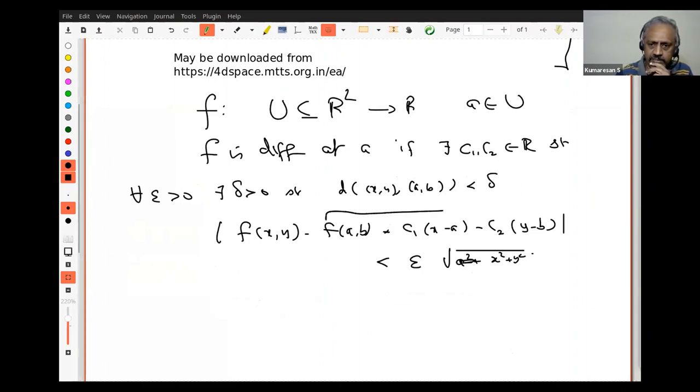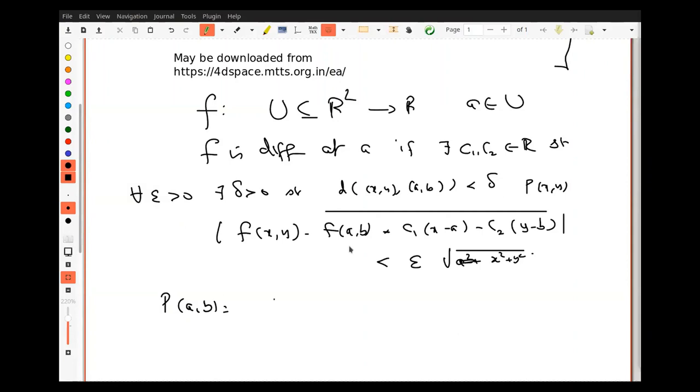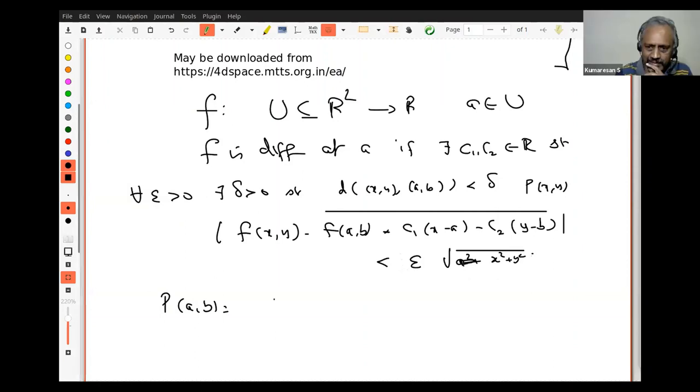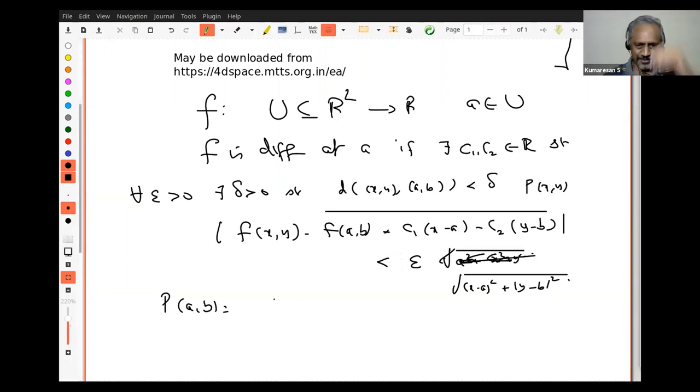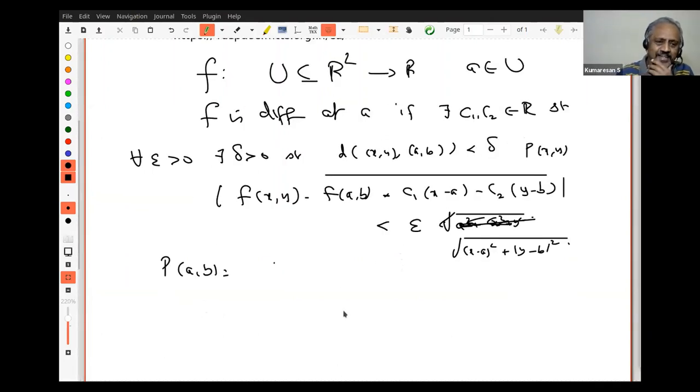What I said, call it a polynomial P(x,y). This is the first degree polynomial. And what is P(a,b)? P(a,b) is f(a,b). Yes, on the right hand side it would be the square root of (x minus a) whole squared plus (y minus b) whole squared, less than epsilon times that. You are right. Thank you. I was thinking in terms of (0,0), so I was right. Thank you.